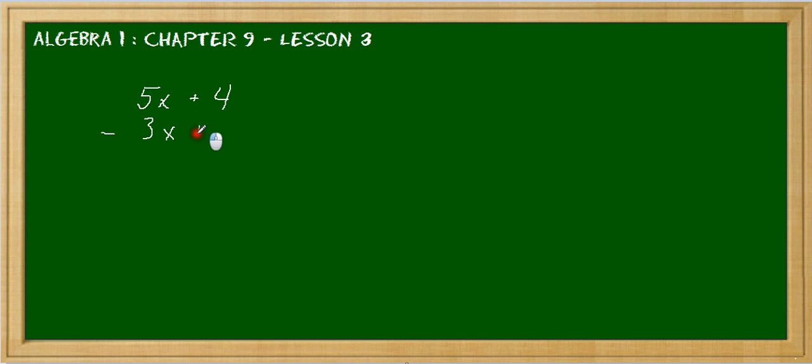3x plus 10. Now, notice that this isn't negative 3x right now. We're showing this as a vertical form of adding or subtracting. So we're subtracting the bottom expression from the top. So let's subtract 10 from 4. Well, if you subtract 10 from 4, it's going to create a negative, right? It's negative 6. So we have 4 minus 10. And we also have 5x minus 3x, which would give me 2x. So the answer to this is 2x minus 6.